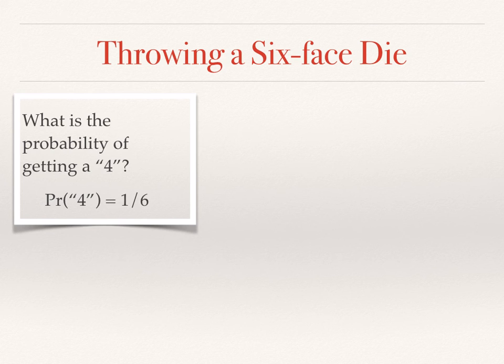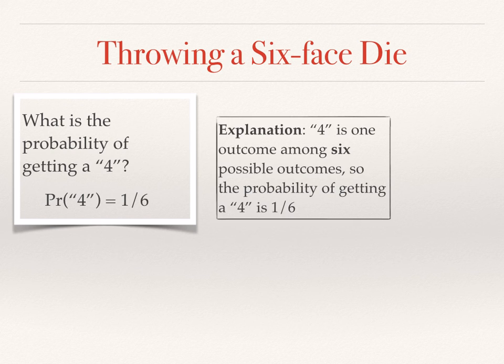And the explanation is fairly straightforward. 4 is 1 among 6 possible outcomes. You could get a 1, you could get a 2, you could get a 3, a 4, 5, or a 6. Each outcome is equally probable, and therefore the probability of getting a 4 is 1 divided by 6. So nothing new so far.